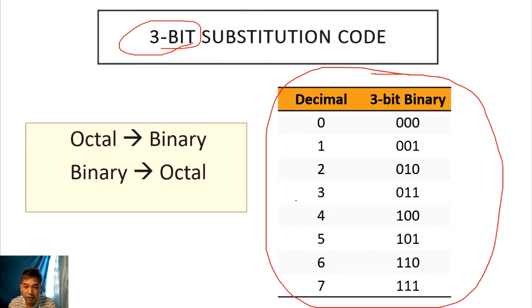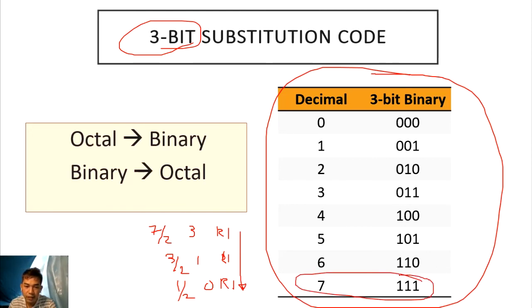But we are using the 3-bit. So, say for example, 7 divided by 2. So, that is, of course, 3, remainder 1. Tapos, 3 divided by 2. That is, of course, 1, remainder 1. Tapos, 1 over 2. That is 0, remainder 1. So, mag-stop na tayo. So, that is why 111 ang 7. So, that's how it is.